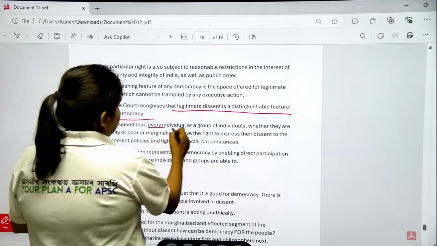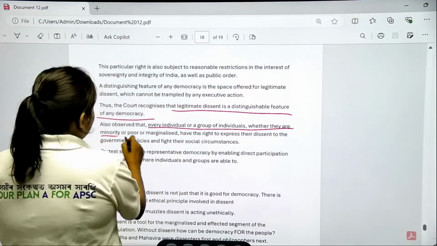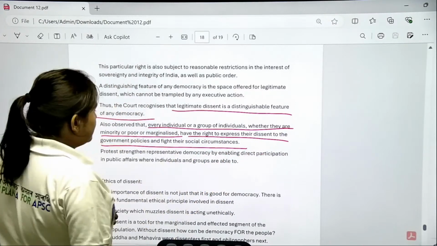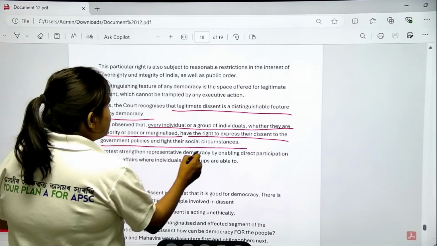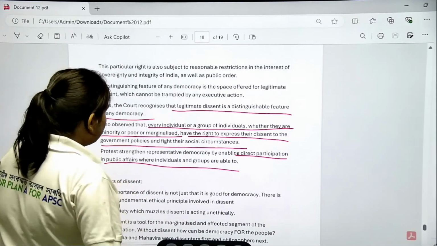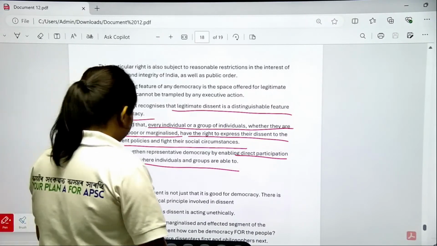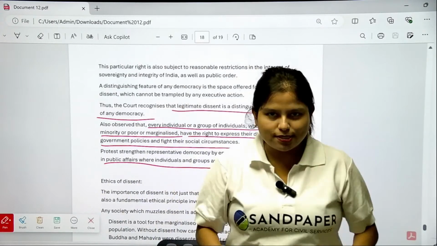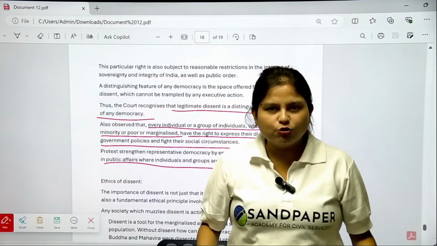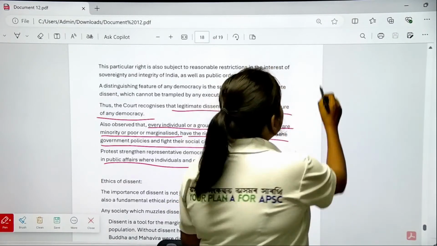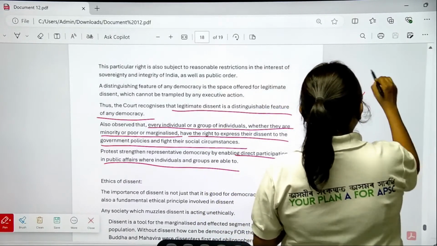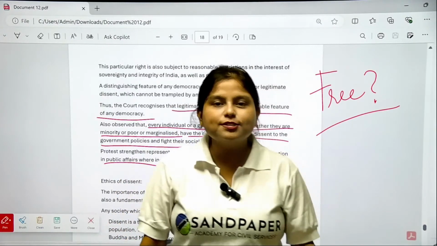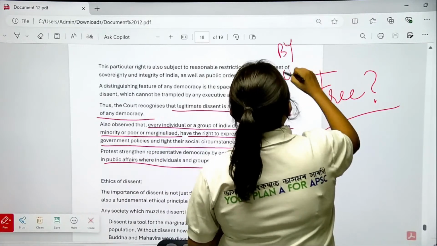The court also observed that every individual or group of individuals, whether they are minority or poor or marginalized, has the right to express their dissent to government policy and fight their social circumstance. Protest strengthens representative democracy by enabling direct participation in public affairs. I said a lot, but what it means is, if you have something wrong happening and you are not able to speak out, then are you free? Are you really free? Isn't that the question? Today I am in a democracy. Democracy is what? By the people, of the people, for the people. Right?